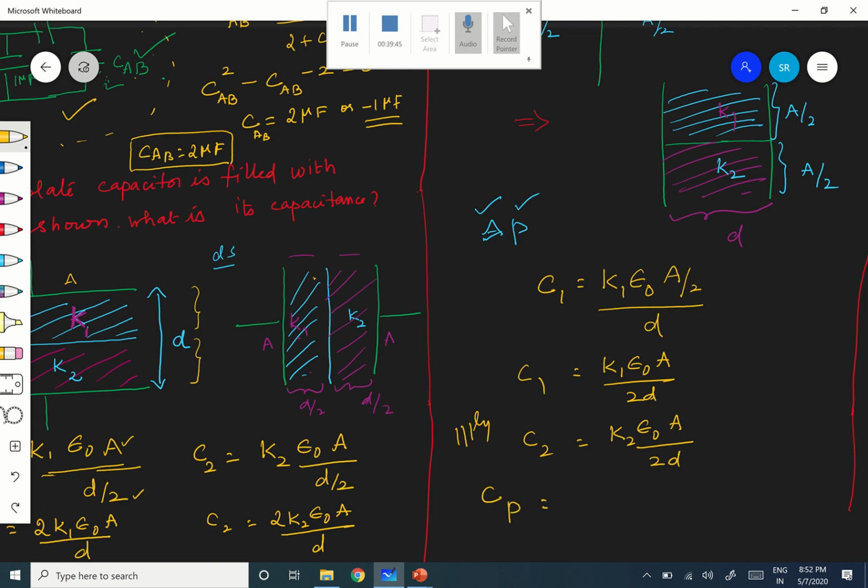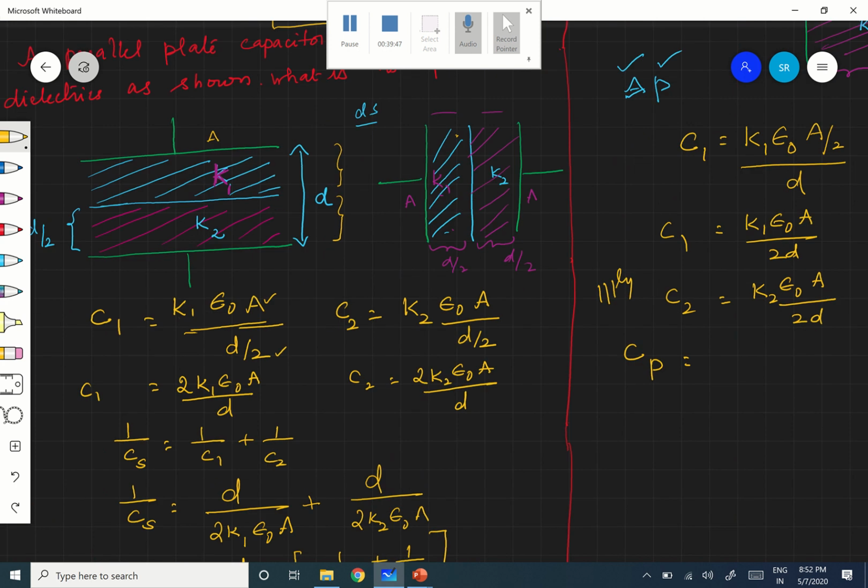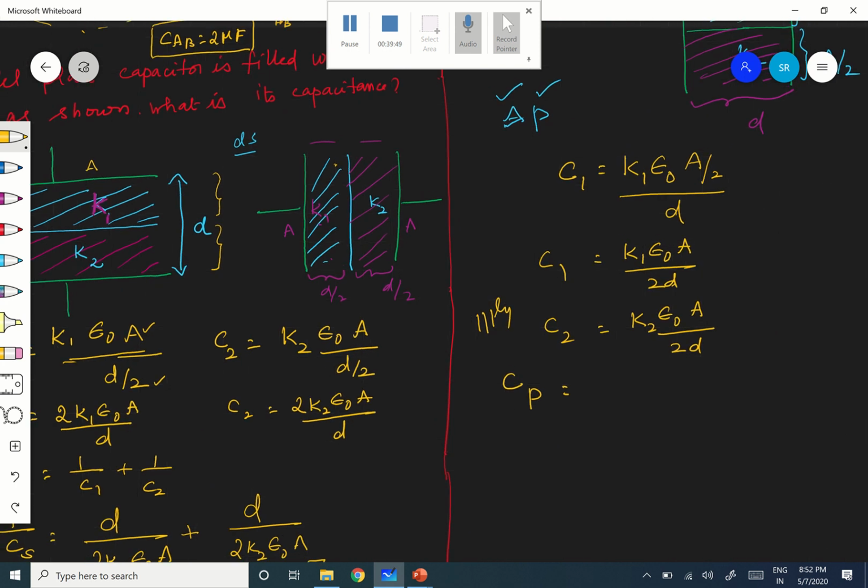Therefore, Cp is equal to, here it is series. I hope you are following me. Area divided means parallel. Therefore, Cp is equal to C1 plus C2. Therefore, that is equal to epsilon naught A by 2D into K1 plus K2. This is nothing but your Cp: epsilon naught A by 2D into K1 plus K2.